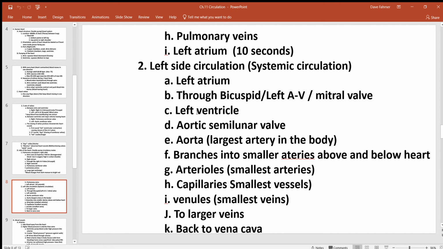It will soon branch and take blood to above the heart and below the heart. The first branch off of the aorta, I might want to add here, is the coronary artery. The coronary artery is going to branch and go right back to the heart itself and supply the heart muscle with oxygen. So the very first organ in the body to get oxygenated blood is your heart.